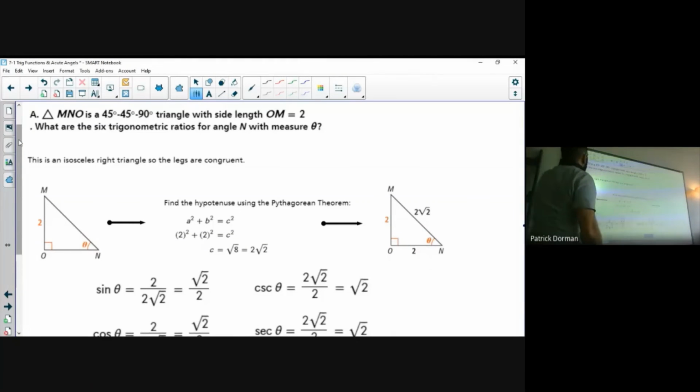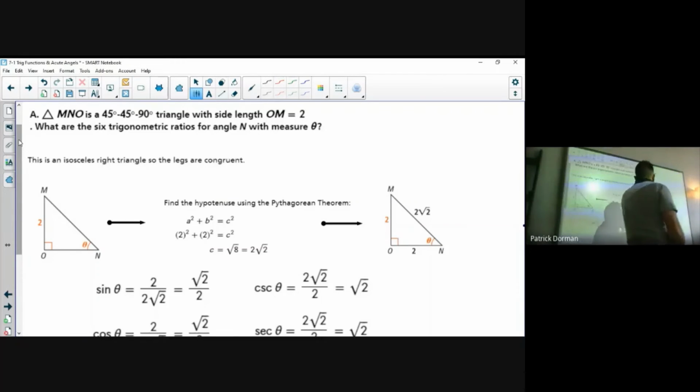So we've got a 45, 45, 90 triangle. This is a special triangle. OM is length 2. And we need to find 6 trigonometric ratios for angle N with measure theta. Okay, so lovely, we've been given that picture that's on the left-hand side.